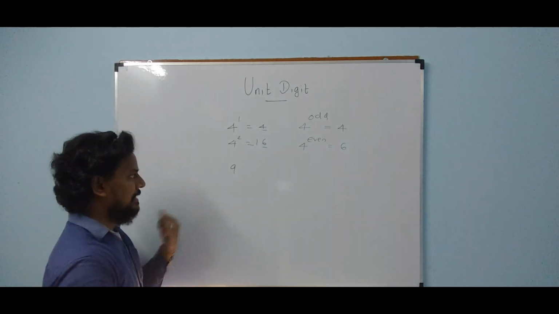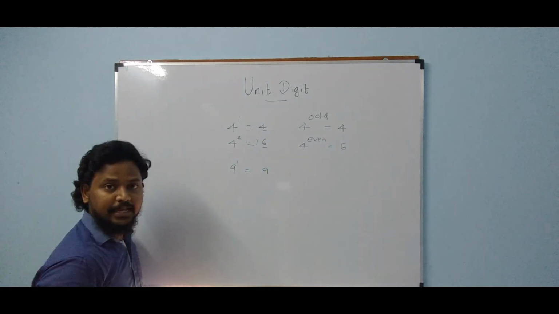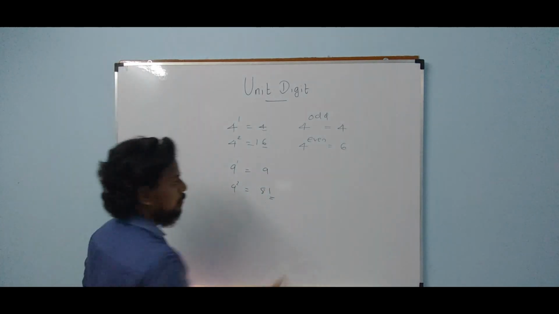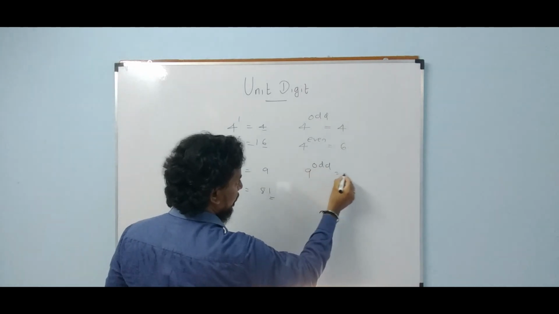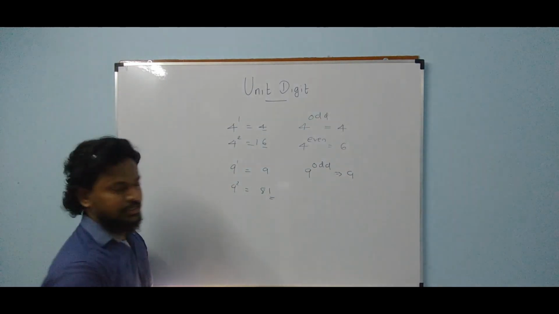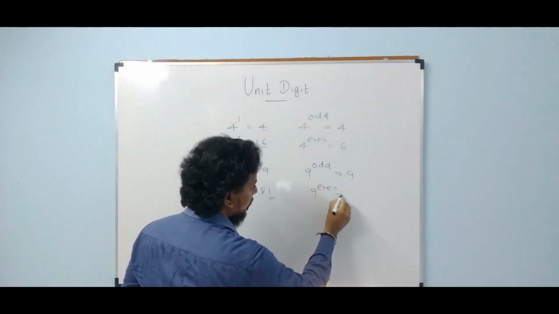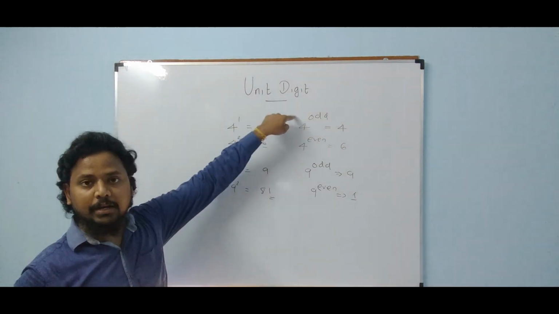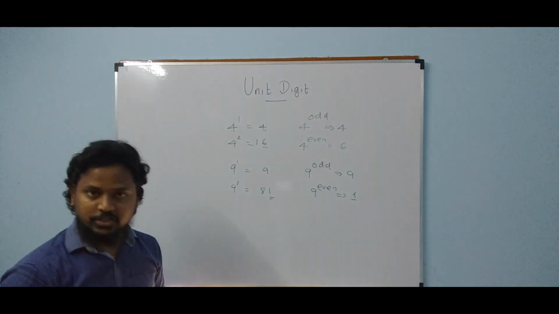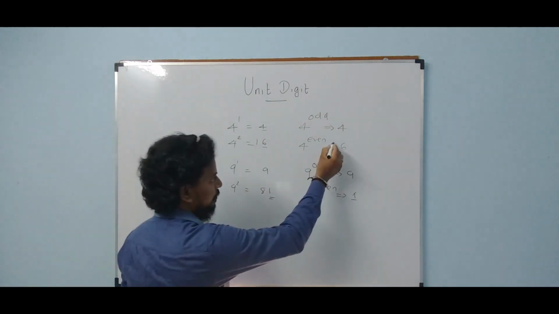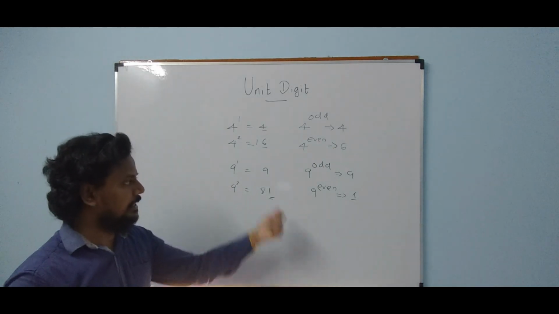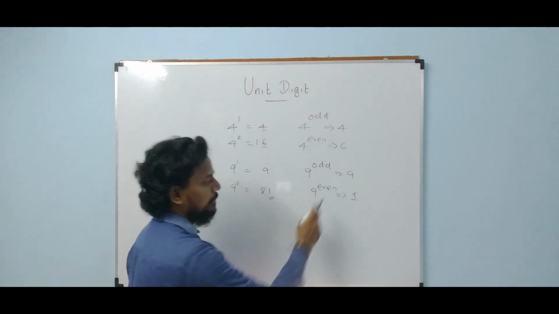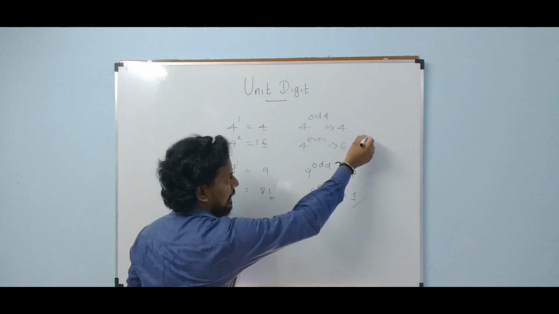Similarly, 9 power 1 is equal to 9. 9 power 2 is equal to 81. What is the last number? 1. So, 9 to the power odd number will always give you 9 as the last digit, and 9 to the power even number will give you 1 as the last digit. So, I repeat, 4 to the power odd number will give you 4 as the last digit. 4 to the power even number will give you 6 as the last digit. Similarly, 9 to the power odd number will give you 9 as the unit digit. 9 to the power even number will give you 1 as the unit digit.